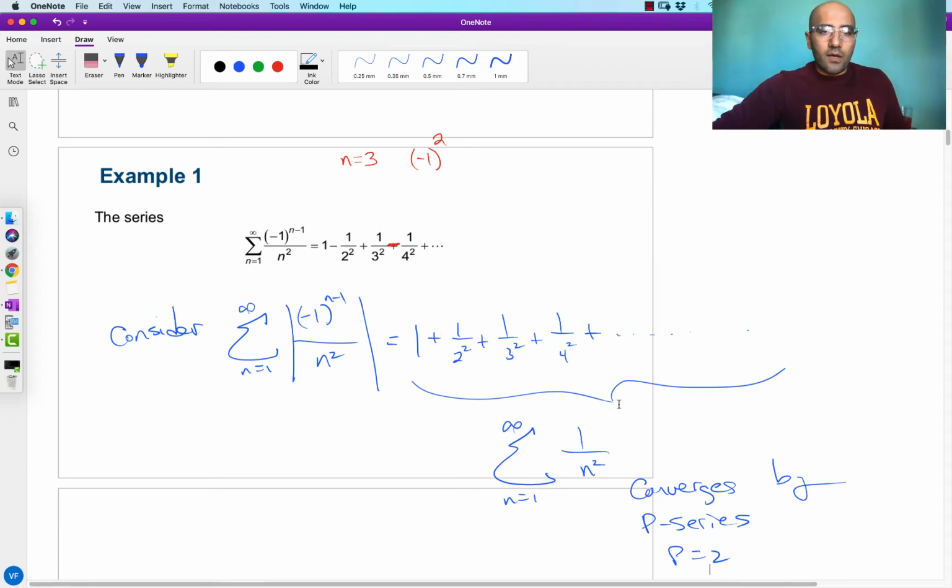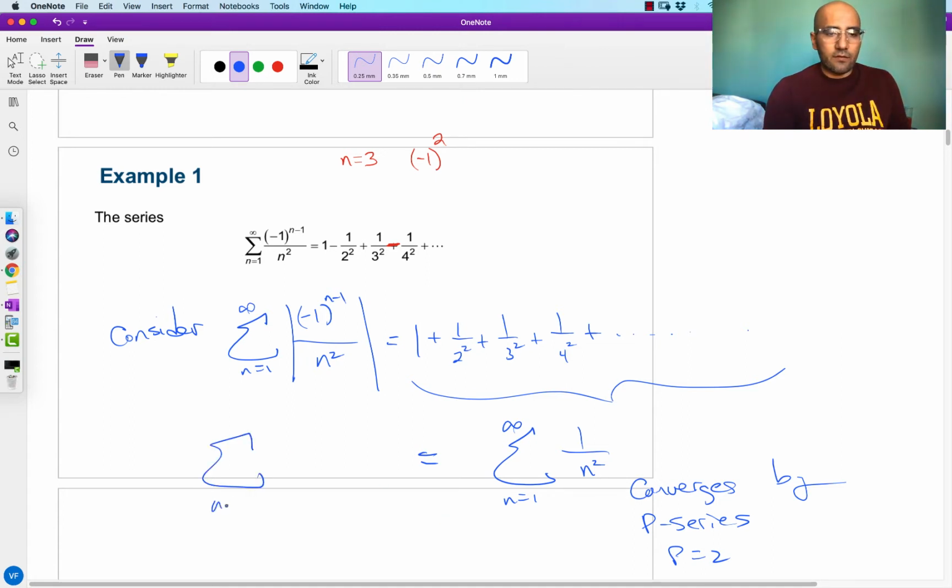Okay, so this is equal to this. Right? So we have that this is equivalent to this. In fact, let me just copy it over here. The sum from n equals 1 to infinity of the absolute value of negative 1 to the n minus 1 all over n squared, absolute values. This equals this, and this converges. Therefore, we've shown that this is convergent.